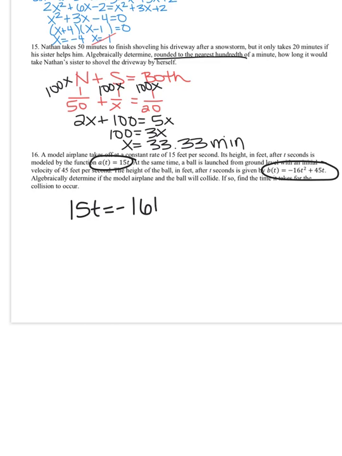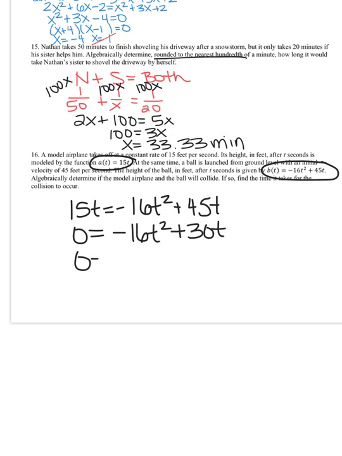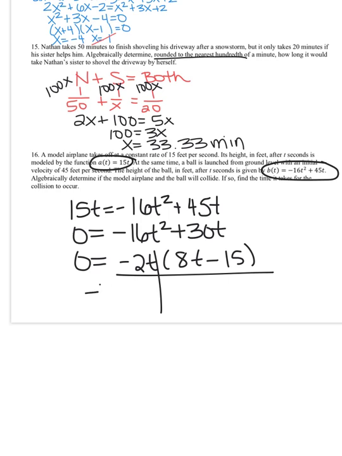So negative 16t squared plus 45t. So this is a quadratic. I set it equal to 0. So negative 16t squared plus 30t. I take out a negative 2t. I get 8t plus 15. I'm sorry, 8t minus 15. So this, I set up the t-chart. Negative 2t equals 0. So I get t equals 0.